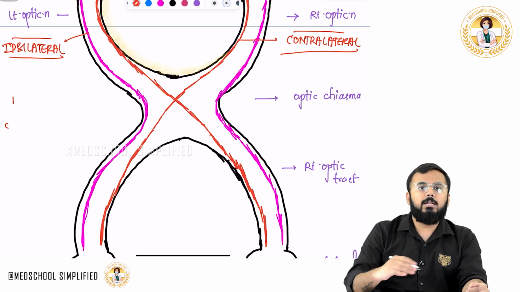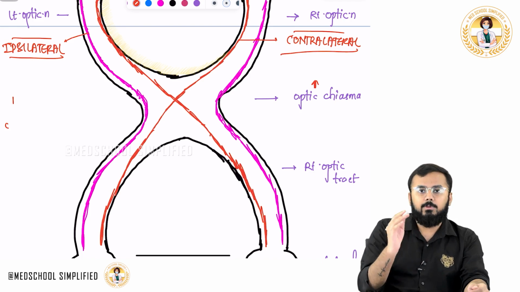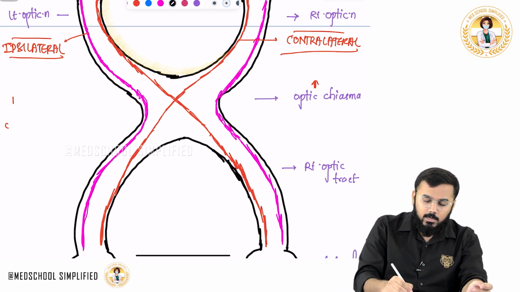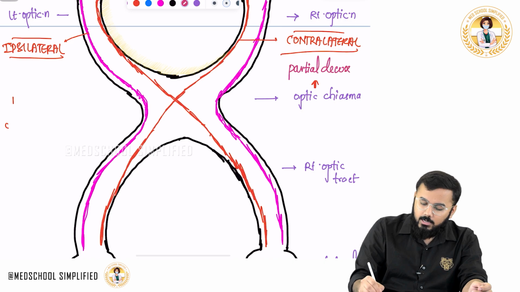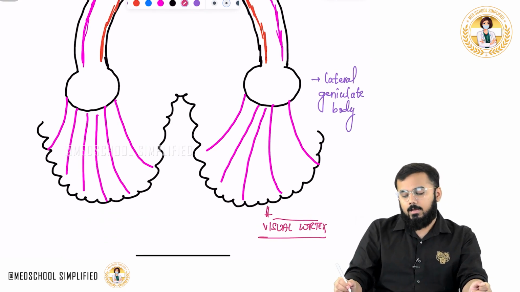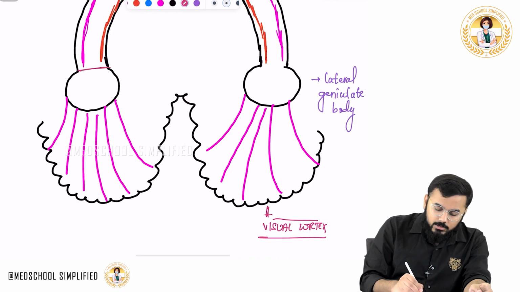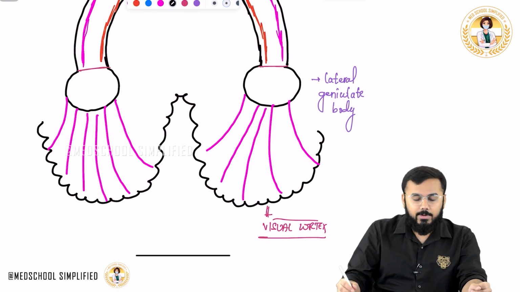Now, is there a complete decussation or partial decussation? In the optic chiasm, only 50% of the fibers are crossing, and the remaining 50%, the pink ones, are on the same side. So you call this decussation partial decussation. Okay, right. So, what is this body here? This is called the lateral geniculate body. This lateral geniculate body is divided into 6 laminae.